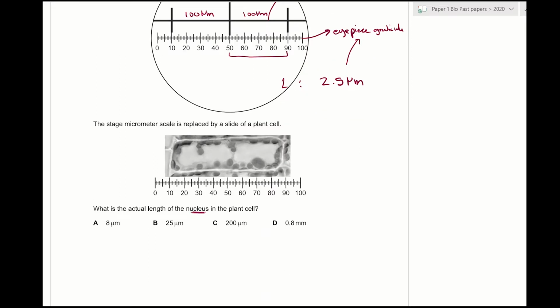Now, coming back to our question here, it's asking what is the actual length of the nucleus in a plant cell. Now, we must first identify where the nucleus is. Here is the nucleus. And we could see that the nucleus is going to be 9 to 10 divisions of the eyepiece graticule. And we know that one division on the eyepiece graticule is 2.5 micrometers. Then if we multiply 2.5 by 10, the number of units on the eyepiece graticule here, it is going to give us 25 micrometers. So the length of the nucleus of the plant cell is going to be 25 micrometers.